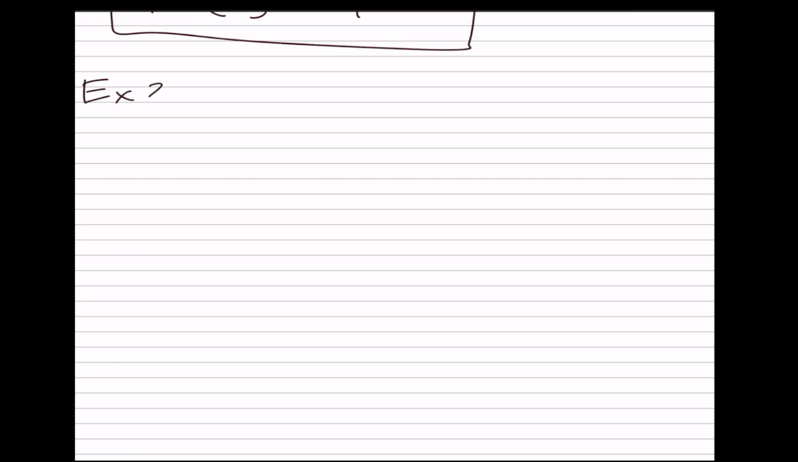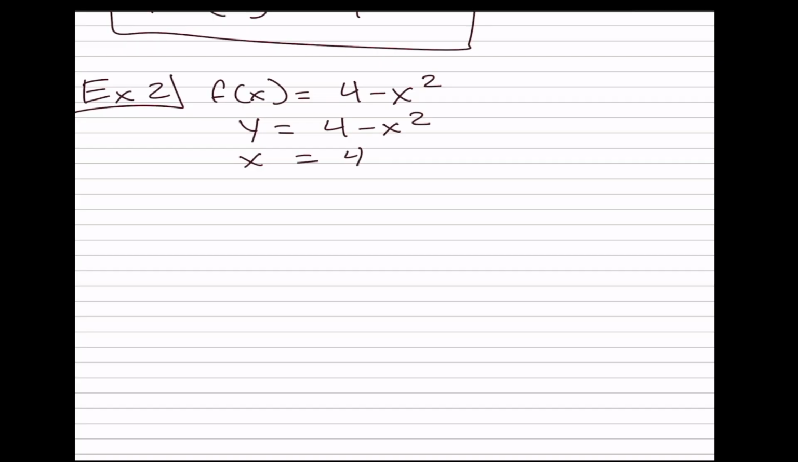Okay, let's try another example. Let's do f of x is equal to 4 minus x squared. Remember that f of x is the same thing as y. You want to switch the variables, so you want to switch x and y. So now we have x equals 4 minus y squared. You want to solve for y, so you want to subtract 4 from both sides.